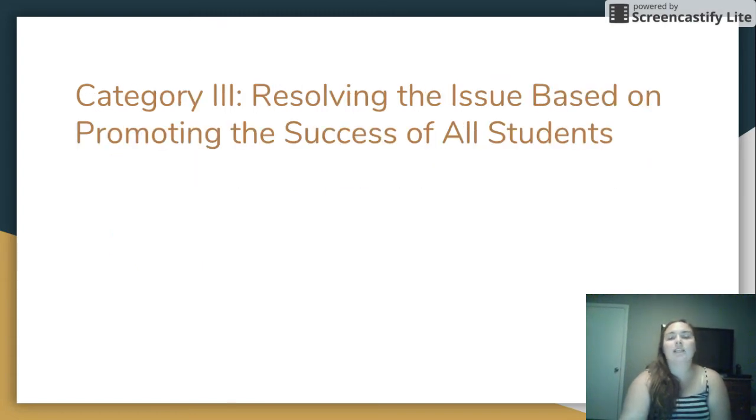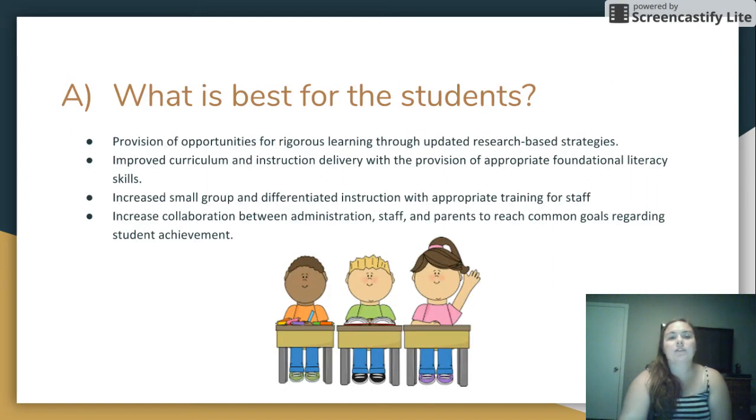Category 3, resolving the issue based on promoting the success of all students. What is best for the students? What's best for the students would be the provision of opportunities for rigorous learning through updated research strategies, improved curriculum and instructional delivery with the provision of appropriate foundational literacy skills, increased small group and differentiated instruction with appropriate training for staff, and increasing the collaboration between administration, staff, and parents to reach common goals regarding student achievement.